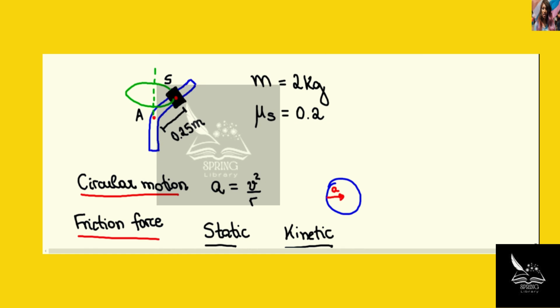So what we have is a spool represented by the letter S that's attached to this inclined rod shown here in the picture. The distance between point A and the spool S is 0.25 meters. The mass of the spool is 2 kilograms, while the static friction coefficient between the spool and the rod is 0.2. The spool is free to move along the rod.